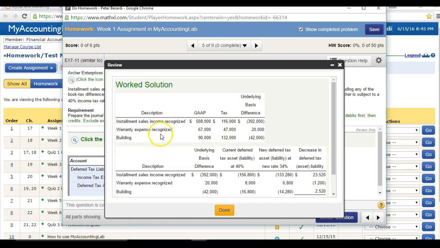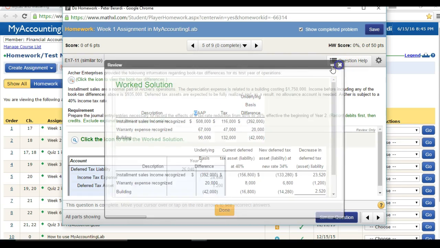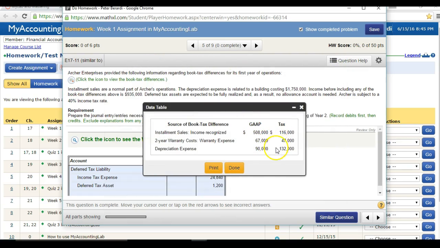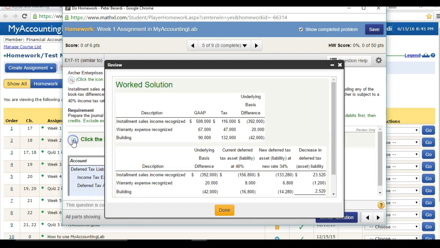So to go about figuring this all out, basically take your GAAP and your tax per the descriptions in your problem. So you're going to take these two columns and basically line them up against each other. And you'll calculate the underlying difference. The difference between installment sales, GAAP, and tax is this number. The difference between the warranty expense, GAAP, and tax is this number. And the difference in building for GAAP and tax is this number. Now you have to figure out what is a tax-deferred liability and a tax-deferred asset. The parentheses indicates that it is a tax-deferred liability, and a positive indicates that it is a tax-deferred asset. Let me walk you through the logic.